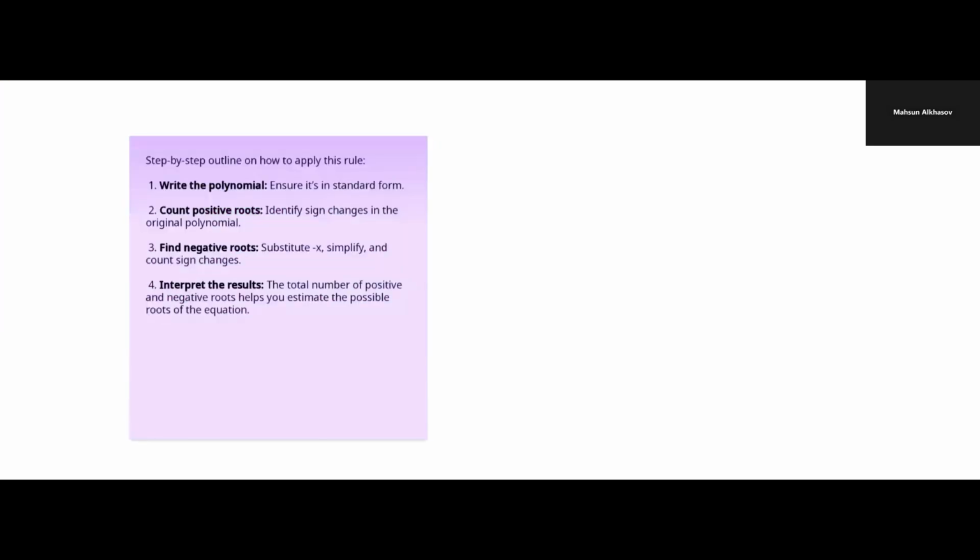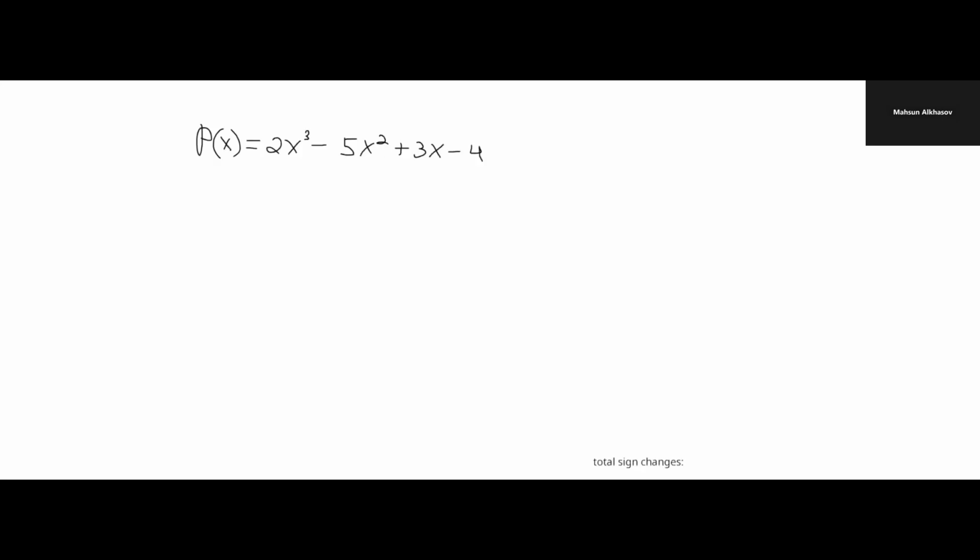So I've prepared a step-by-step guide on how to apply this rule. First, write the polynomial, making sure it's in standard form. Second, count all positive real roots: identify the sign changes in the original polynomial. Then find negative roots: substitute x with minus x, simplify and count sign changes. And finally, interpret the results. The total number of positive and negative roots helps you estimate the possible roots of the equation. Now we'll go over some examples to make it clear for you.